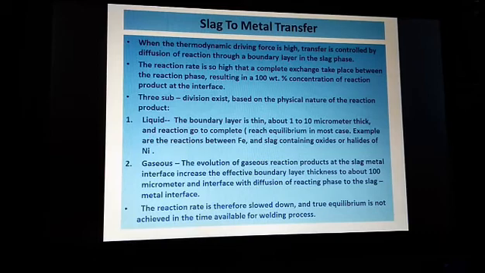Gases. The evolution of gaseous reaction product at the slag metal interface increases the effective boundary layer thickness to about 100 micrometers and interferes with diffusion of the reacting phases to the slag metal interface. The reaction rate is therefore slowed down, and true equilibrium is not achieved in the time available for the welding process.